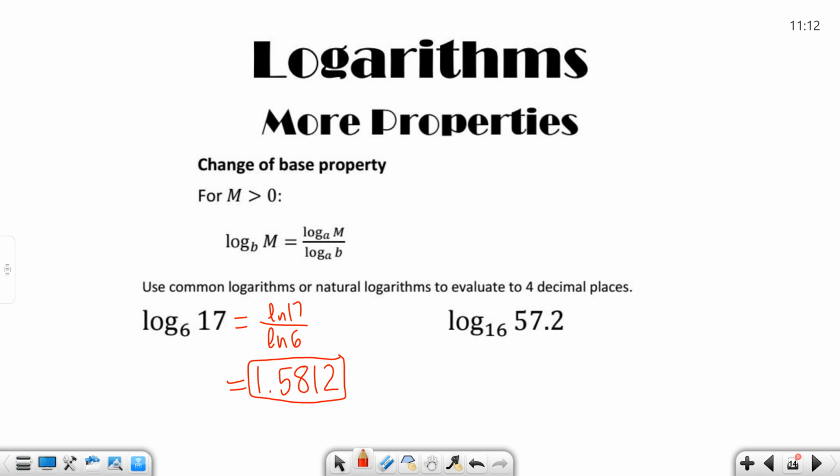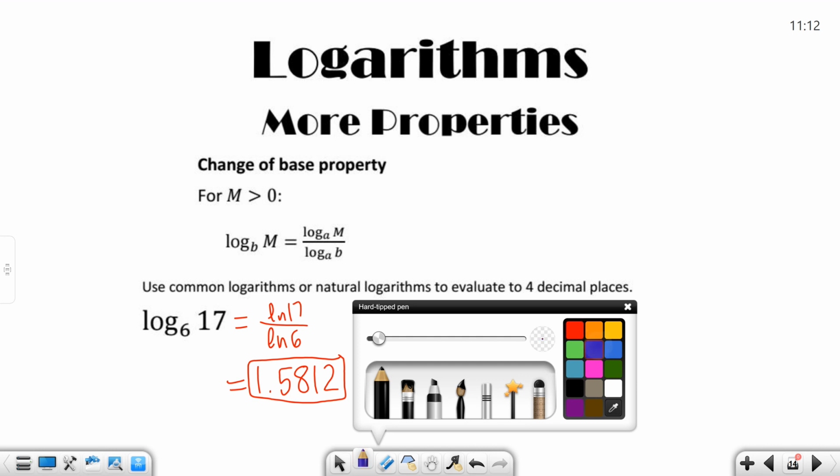I couldn't really solve that. If I said 6 to the x equals 17, I can't write 17 as 6 to a power, right? So that's why I need logarithms here to approximate this. The next one, same deal. I can't do 16 to some power is 57.2. So let's figure out what it's going to be.